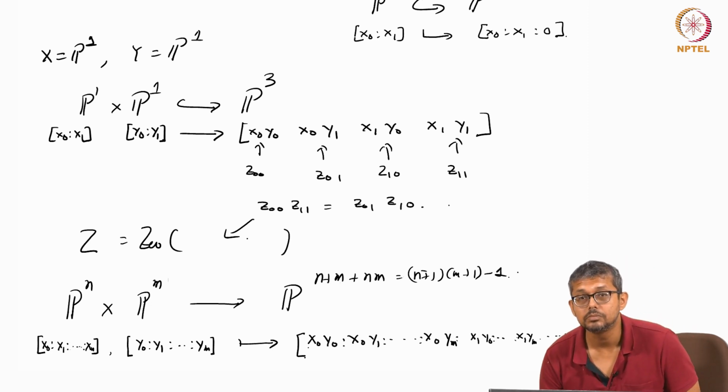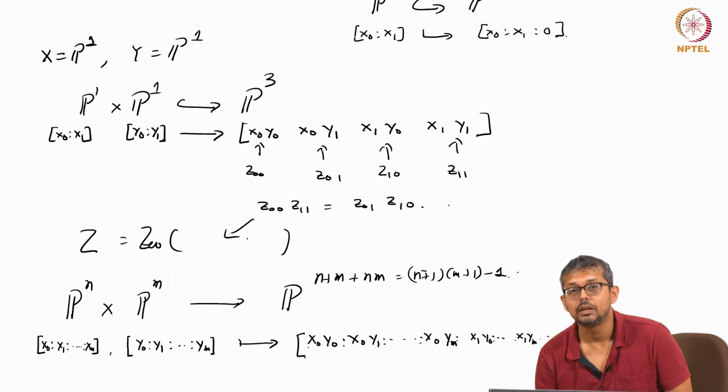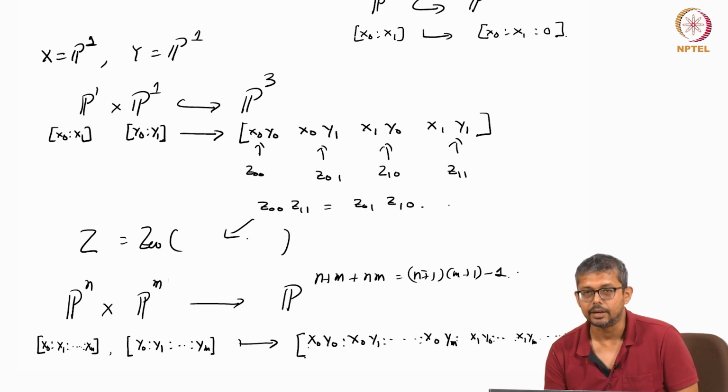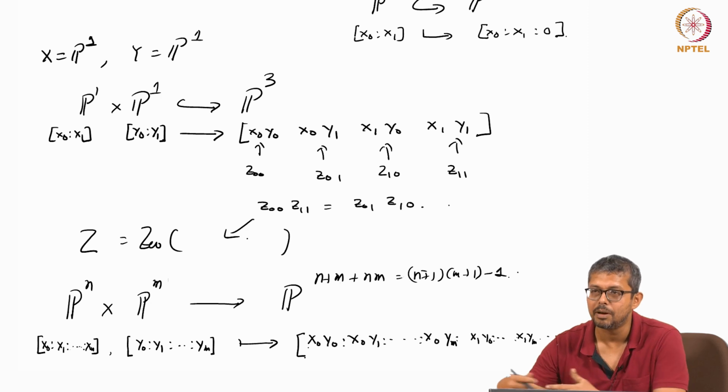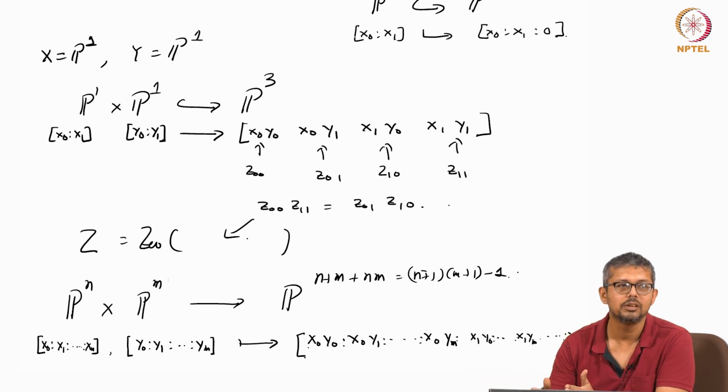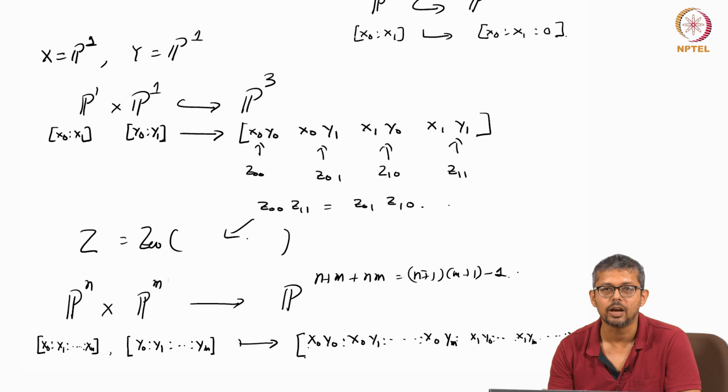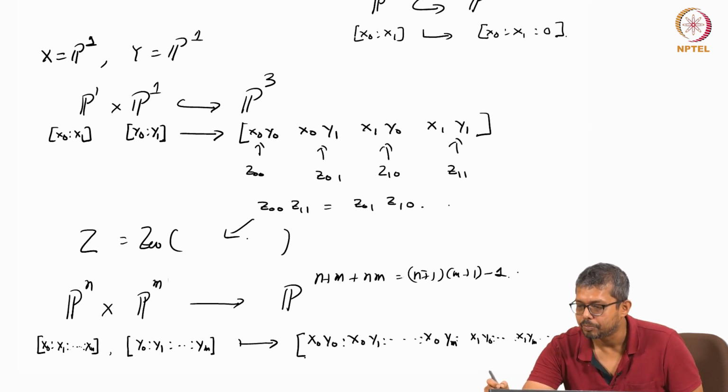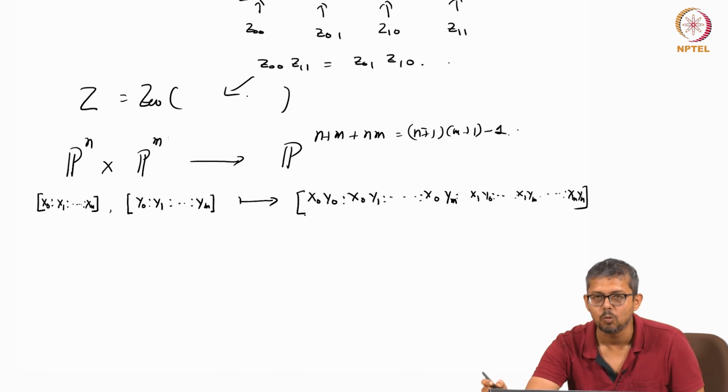This is the smallest projective space where we can embed. Exactly, yes. Otherwise, you can make it much bigger, but this is the smallest. So that is the d-tuple embedding, with d equal to 1 here.